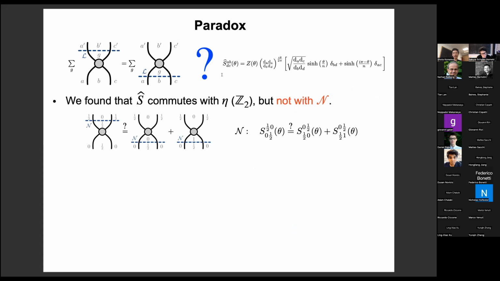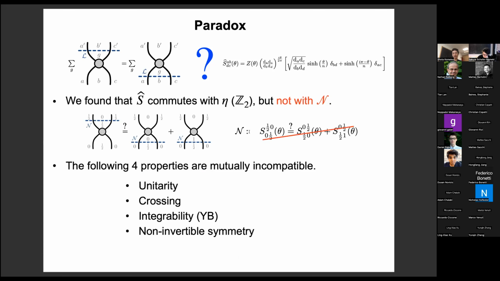So we basically just took this Zamolodchikov S matrix and checked whether this commutes with the eta defect and the N defect. And what we found is that it does commute with the eta, which is the Z2 symmetry, but it actually doesn't commute with the action of the Kramers-Wannier duality symmetry. And the Kramers-Wannier duality Ward identity is given by this kind of expression, which says that a single S matrix element is equal to the sum of S matrix elements, and you can explicitly take this expression and check that it's not satisfied here.